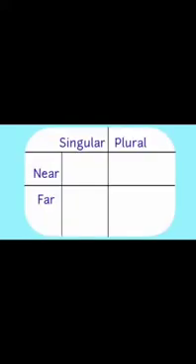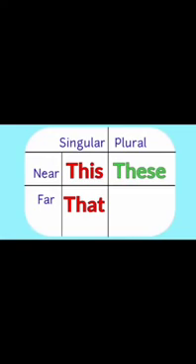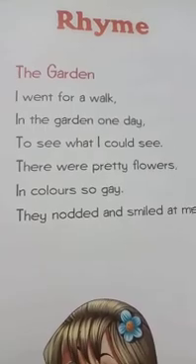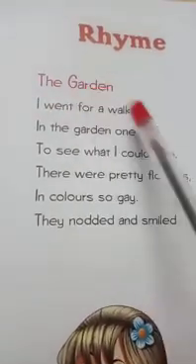Children, look at this box. Always remember that with a singular noun, if a single object is near to us, we use this. If the single object is far from us, we use that. In plural nouns, if many objects are near to us, we use these. And if many objects are far from us, we use those. I hope now everyone is clear with these and those concepts. Next, we are going to see a rhyme, The Garden.